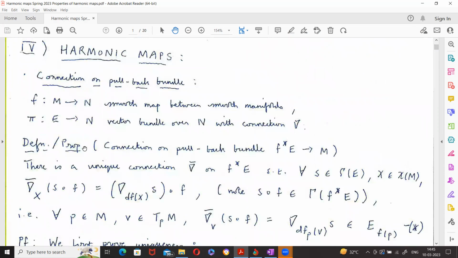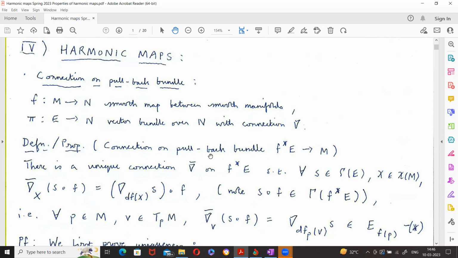So suppose you have a smooth map between manifolds M to N, and say E is a vector bundle over N, over the target manifold, with a connection nabla. Then you can define what's called the pullback connection on the pullback bundle F star E over M. This is defined similarly to the notion of covariant derivative along a curve for a bundle with connection.